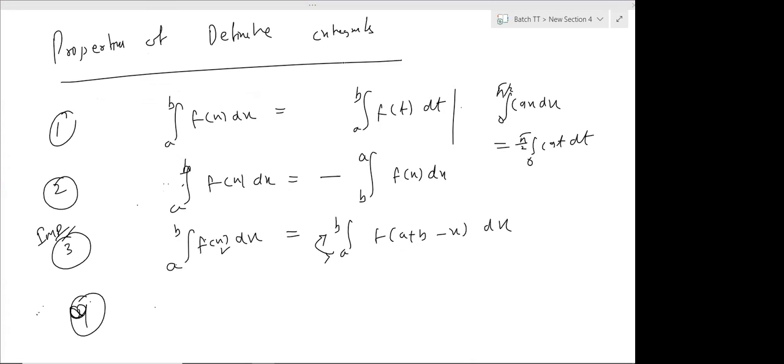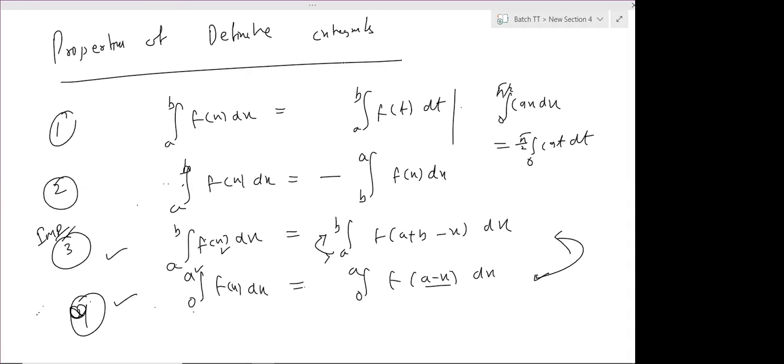Write down the fourth property. If you have 0 to a f of x dx, this you can write as 0 to a f of a minus x dx. Right, this property is based on the previous property, if you can see. We put the lower limit as 0, upper limit as a. We just added those together, minus x. So this property and that property are same, or derived from the other one. Note it down. Tell me when you're done.